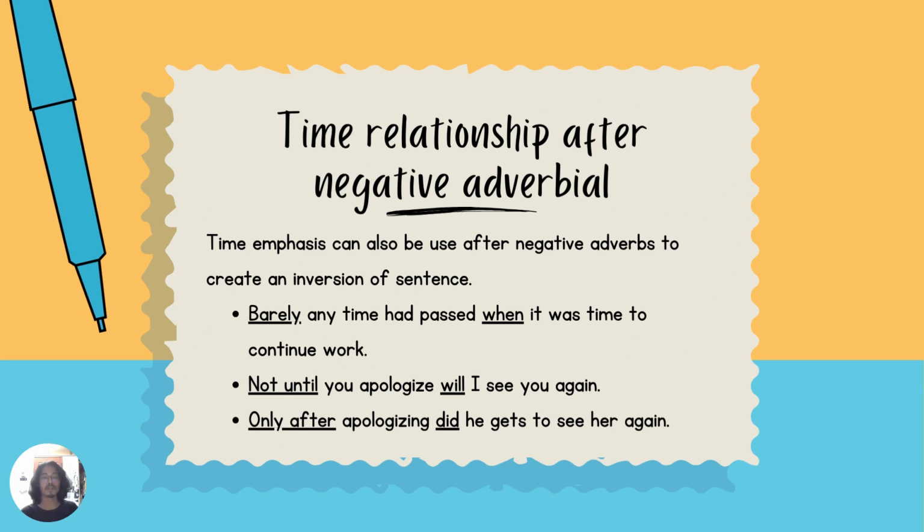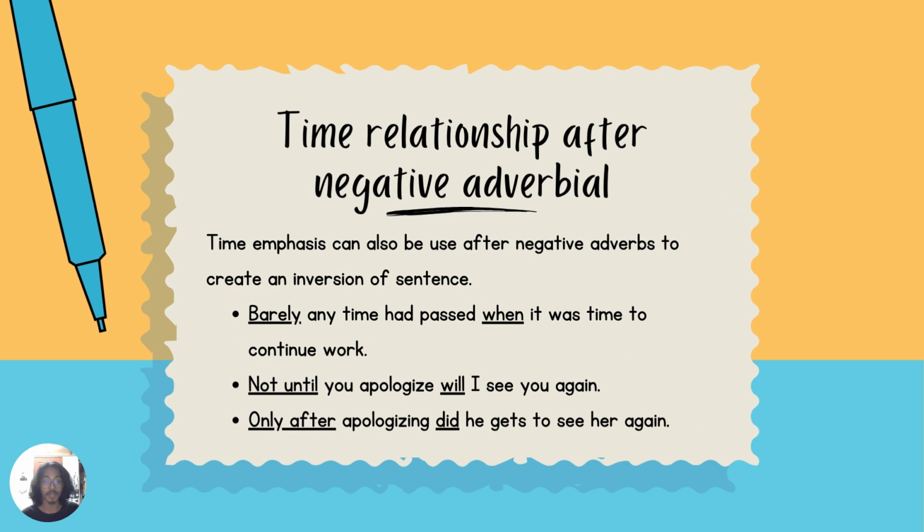And we can also use inversion in a time relationship after negative adverbials. Time emphasis can also be used after negative adverbs to create an inversion of a sentence. Barely any time had passed when it was time to continue work. So we use the words barely, hardly, scarcely, not only after, and then we put when, will, or did to imply that there's a time relationship in that sentence.